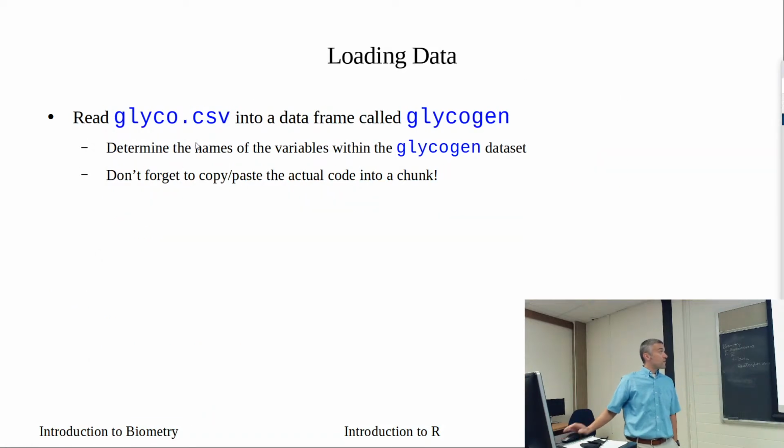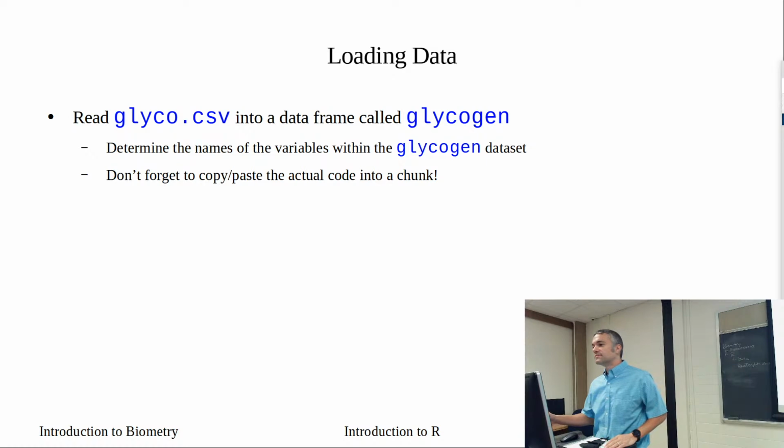All right, so practice glyco.csv. That's posted on Blackboard. What I want you to do is import that glyco file. I want you to save it and call it glycogen, the glycogen data set. Then determine the names of the variables that are in that data frame. And don't forget, make sure you copy and paste the code into an R chunk.